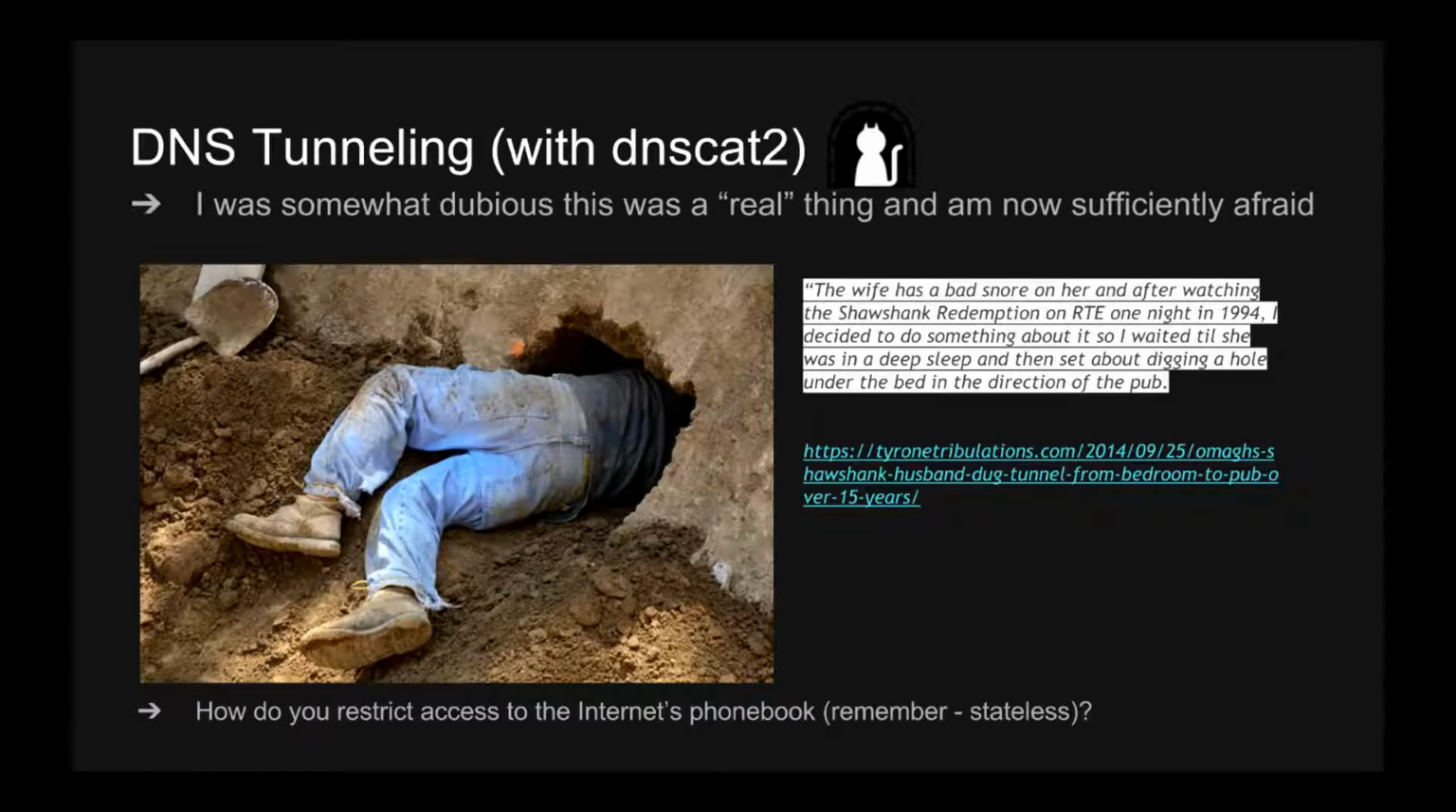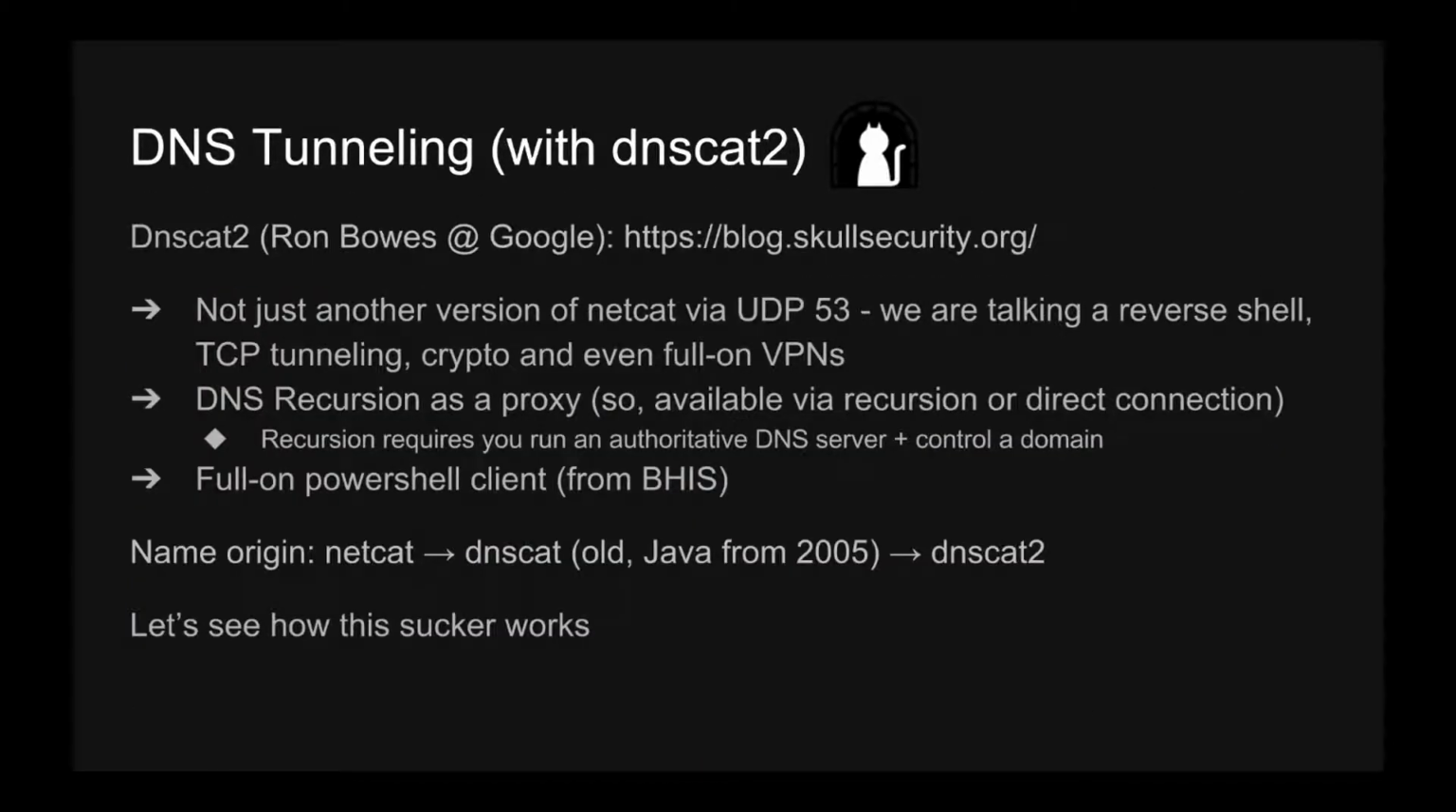So, all right, and that's the logo. That's the dnscat logo. I thought that was kind of cute, so I put it in there. They don't use their logo prominently. You've got to dig in their GitHub repo to find it. So it's called dnscat2. A gentleman who works at Google wrote this in his spare time. It's not a Google project. He's got a blog. It's not just another version of netcat via UDP 53.